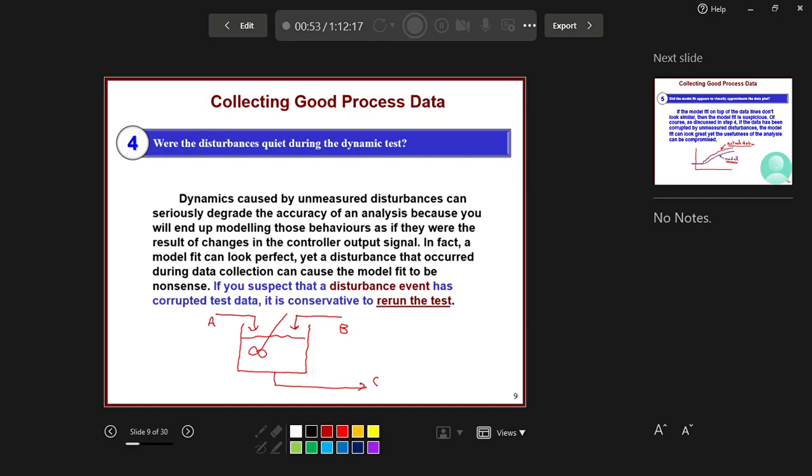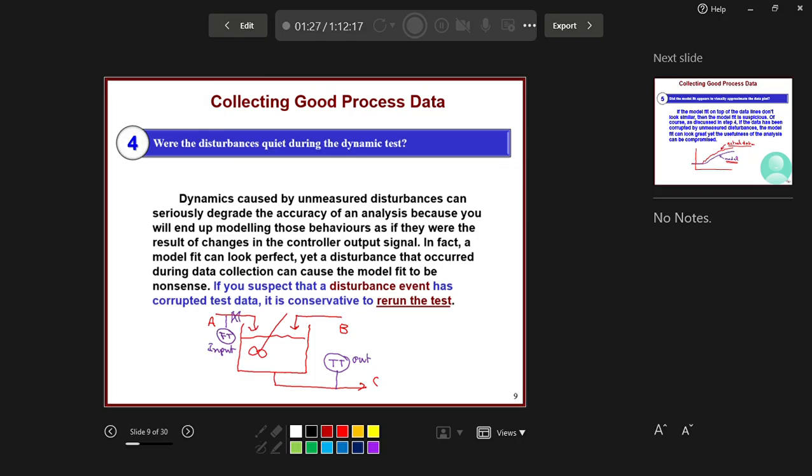Let's say that you want to collect data from here. So there is a flow sensor, flow transmitter. This is the input, where you have a valve here. And the output is this one. You are collecting the temperature or the concentration. Let's say the temperature transmitter of the exit stream. So this is your input, and this is your output.